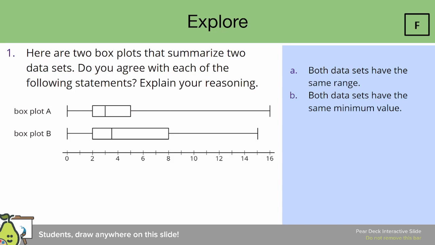Alright, welcome back. If you said in order to find the range, what you need to do is to take the minimum value and subtract it from the maximum value, then you are correct. Well, for box plot A, the minimum value is 0, and the maximum value is 16. So, if we do the subtraction, 16 minus 0 is 16. For box plot B, 15 minus 0 is 15. So we can see here that the ranges are actually not the same. So if that's what you said, you are correct.